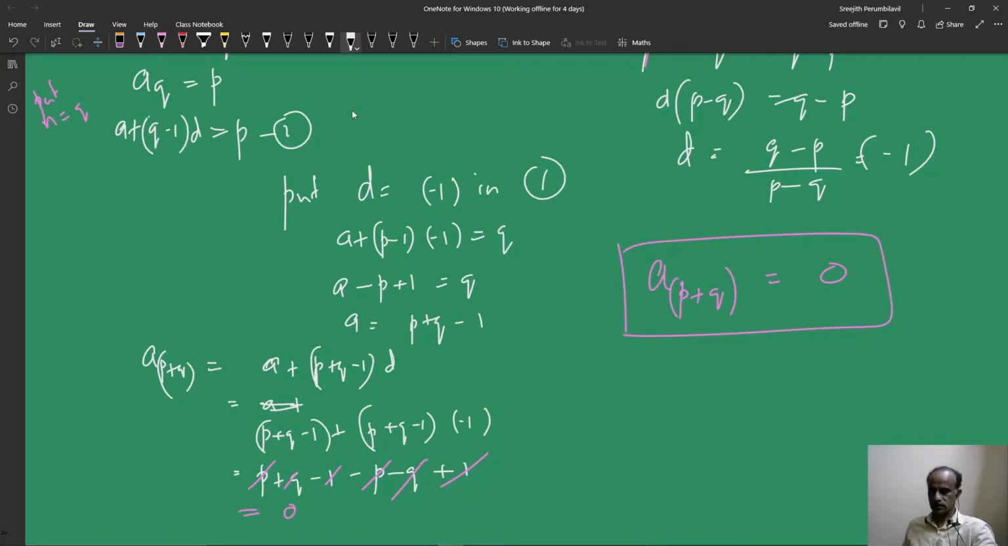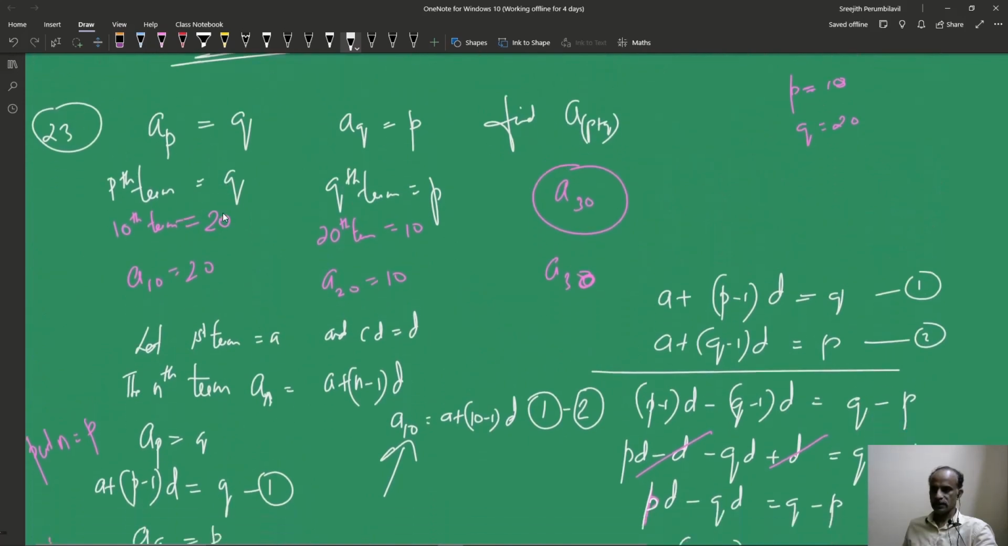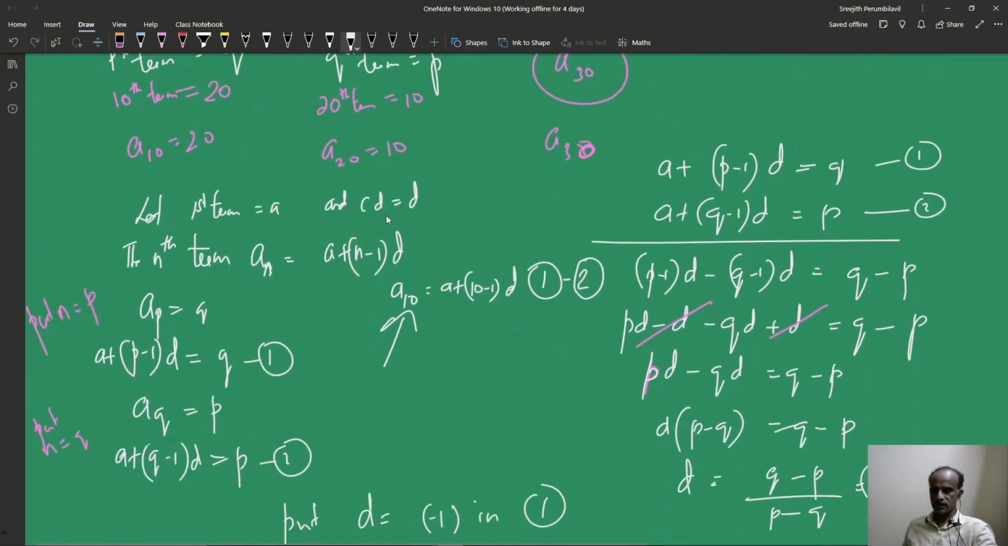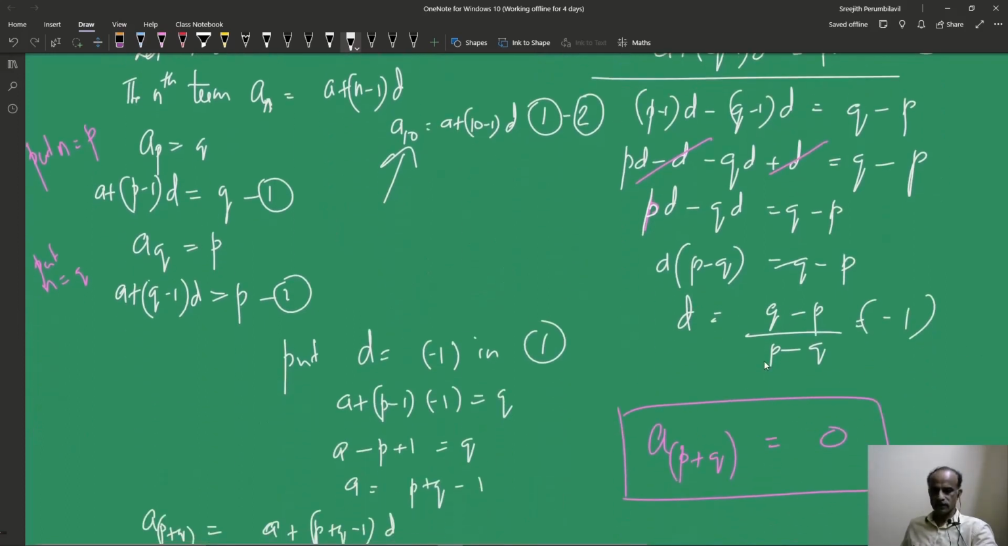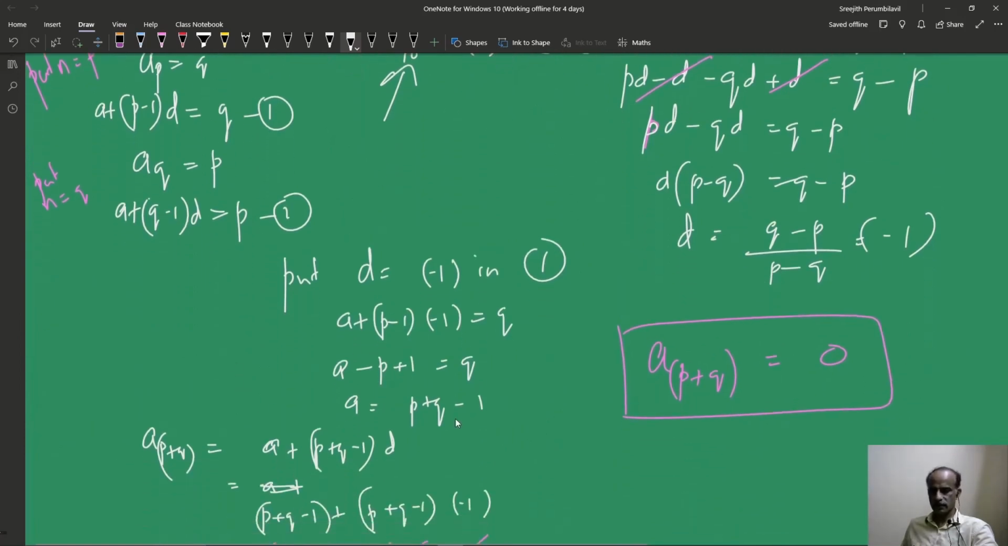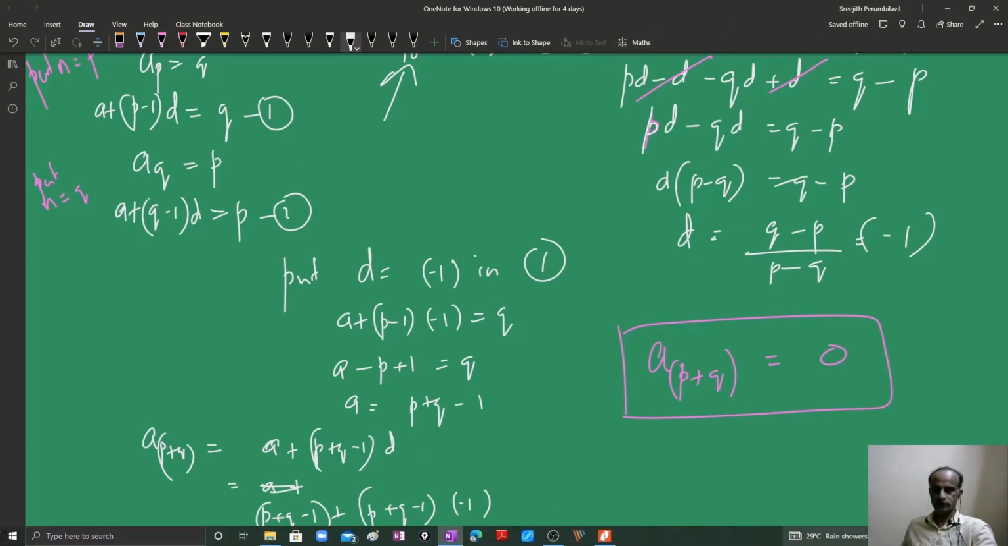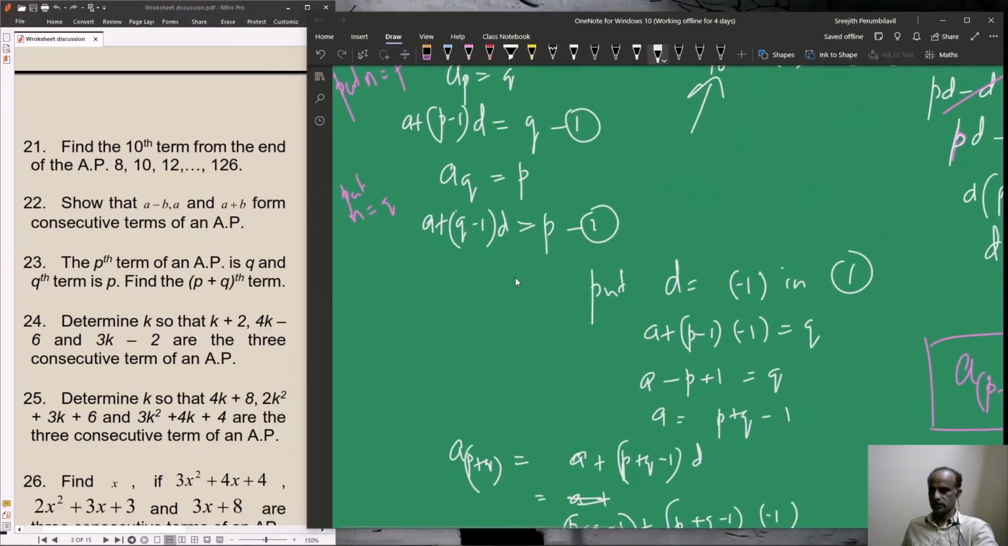I will go through that once again. First term is a and common difference is d. Nth term is a plus n minus 1 into d. The pth term is a plus p minus 1 into d. That is given to be q. And qth term is given to be p. Solving that, we get the value of d. Substituting that in any equation, I will get the value of a. Then we substitute the value of a and d. What do you get? P plus qth term. So that part will become 0. Next question.